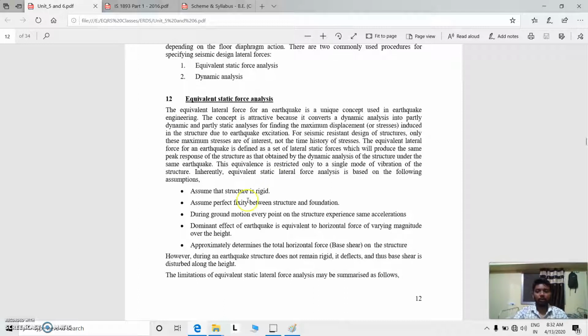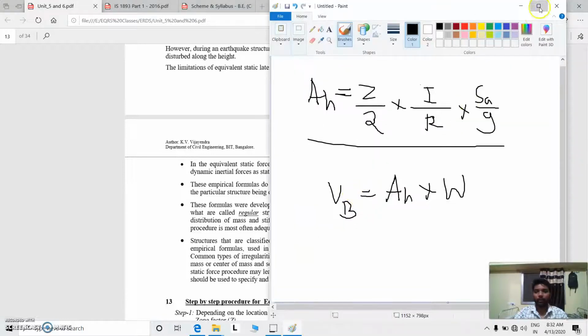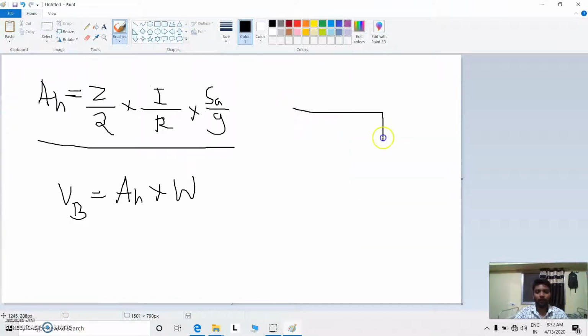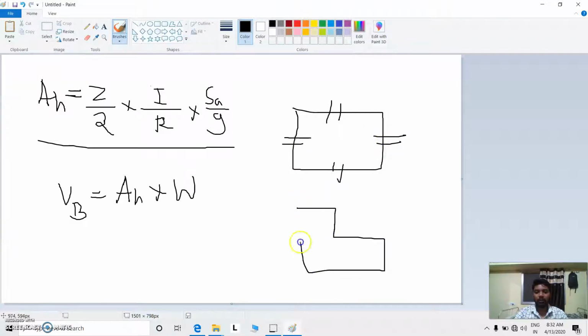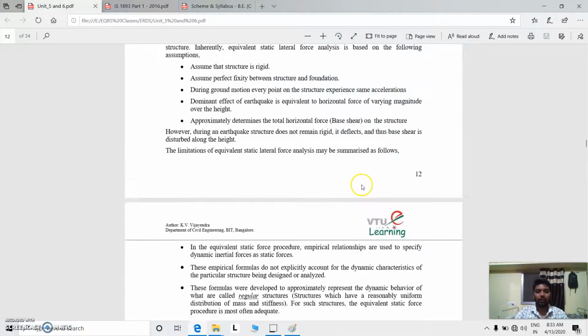Similarly, we have considered that the structure is regular, in the sense we don't have any odd shapes. Let us have, and this is considered to be regular. We have the same dimensions on either side, on opposite sides, and this is considered to be regular. And this shape may be considered irregular, like this. It is considered to be irregular. Regular in the sense it should give a mirror image. That is what we are expecting, or assuming, in this equivalent lateral force method.